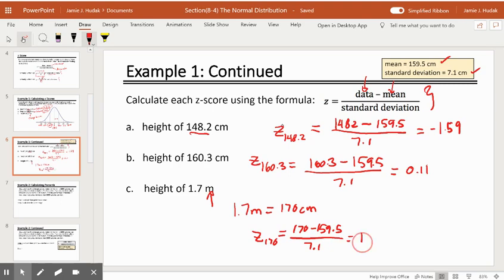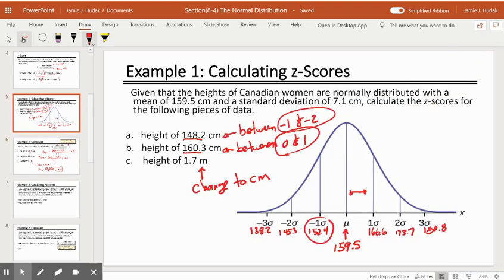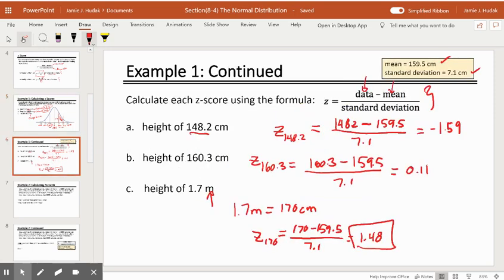And that would give us an answer of 1.48. And again, that means that it would be between 1 and 2 standard deviations. Based on our chart here, we see that 170 falls in this region, and that's in between 1 and 2 standard deviations. So this chart is good to let us get a ballpark, but now we can find the exact distance from the mean in terms of standard deviations.